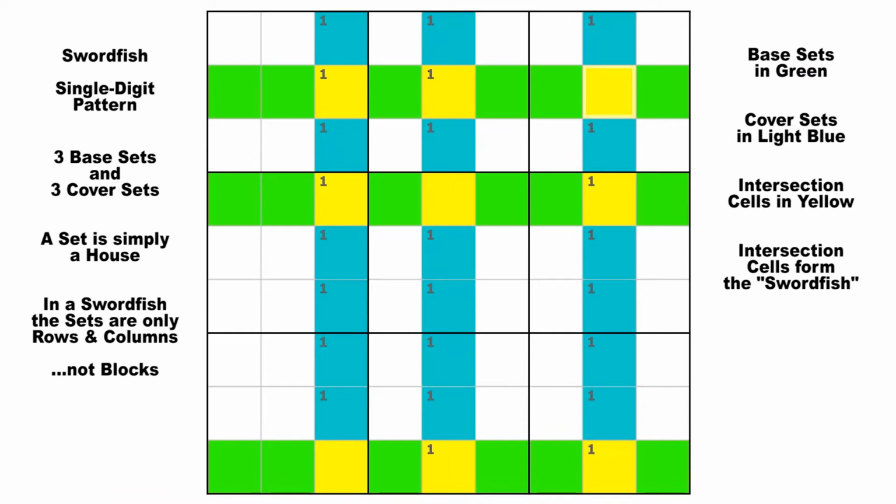So that's what you should look for. Whenever you see a conjugate pair in a row or a column, then look to see if you can find two other parallel houses to match up to form a swordfish. This will really help you find them. Okay, let's take a look at some real examples.